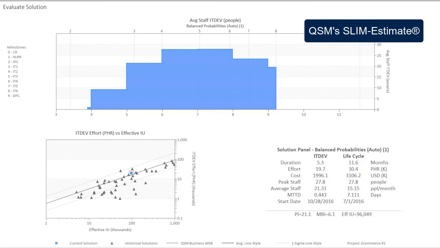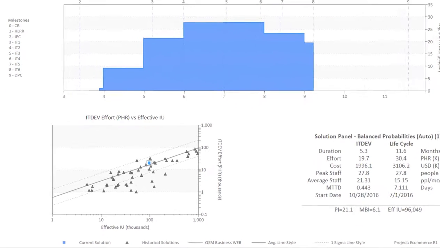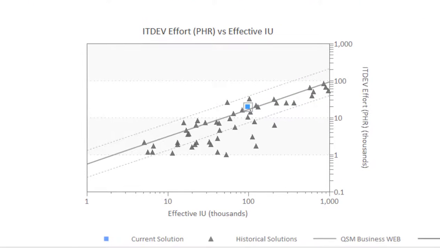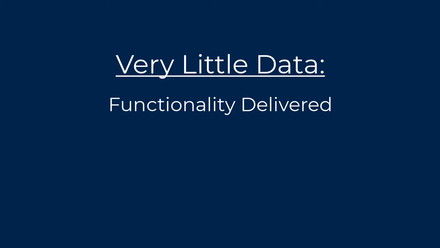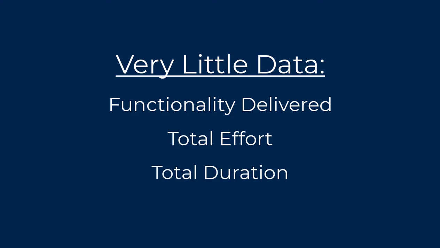Estimates are more reliable when they're data-driven. Defensible estimates can save development teams a lot of time and money. This is why at QSM we encourage our clients to capture their history and then leverage it early in their planning process. Very little data is actually required to leverage a completed project's history. You just need to capture the functionality delivered, the total effort, and the total duration.